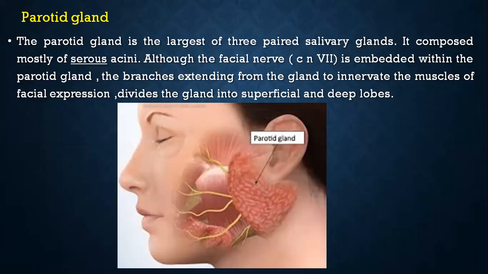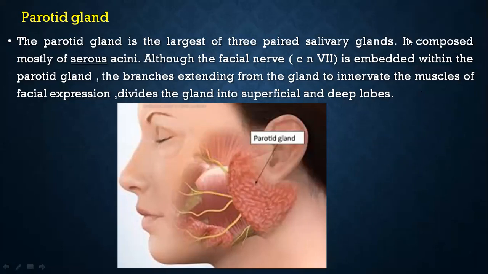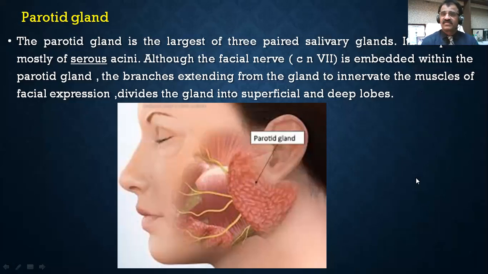Although the facial nerve, that is the seventh cranial nerve, is embedded in the mass of this parotid gland, the branches extend from the gland to innervate the muscles of facial expression and divide the gland into superficial and deep lobes. So this parotid gland has a superficial lobe and a deep lobe, which is divided by the facial nerve. We can see this in this image.